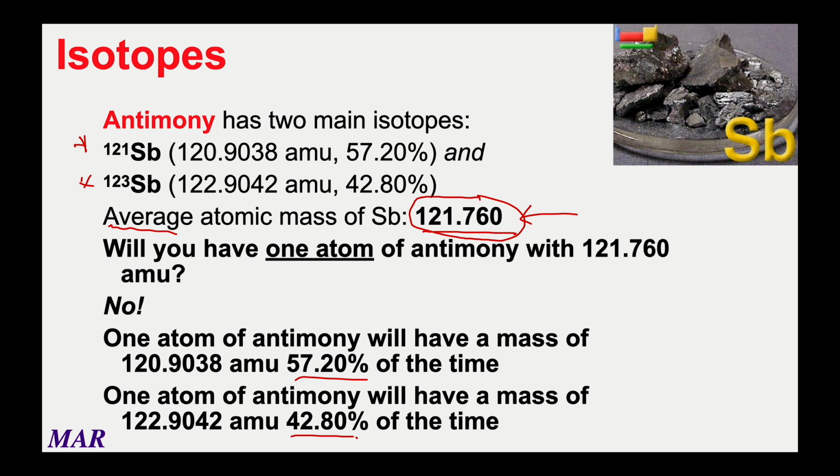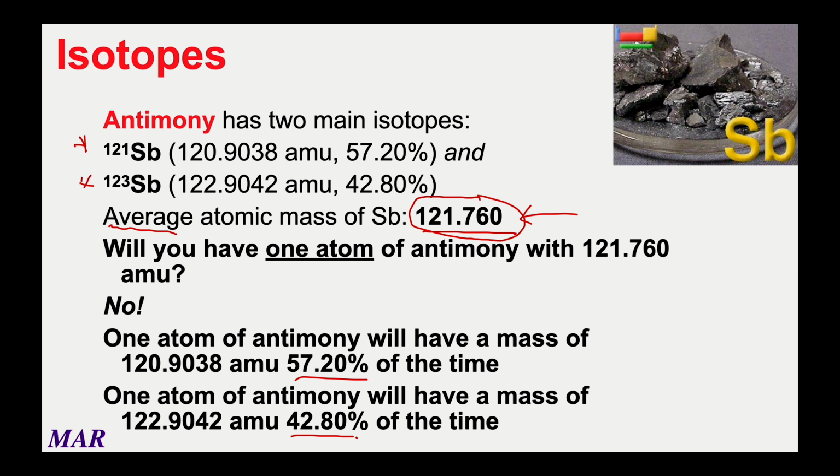So 121.7 is like the 2.5 kids. You're never going to have a family with half a kid. Sorry, it makes me think about it. Anyway, you're never going to have a family with half a kid, definitely you're never going to have an antimony atom with a mass of 121.760 AMUs. That's a statistically generated number.